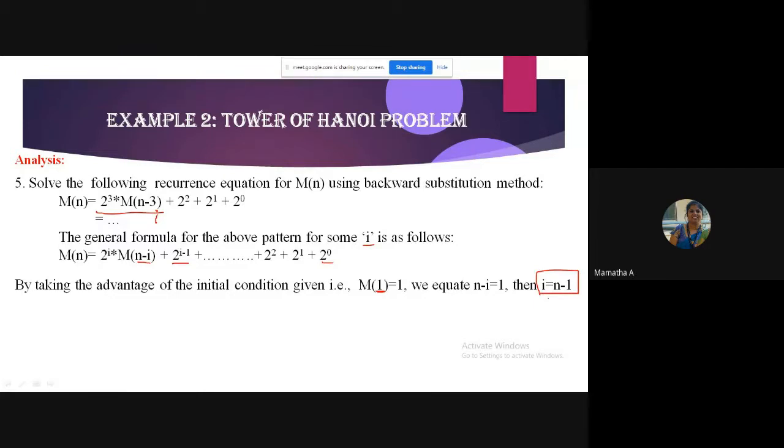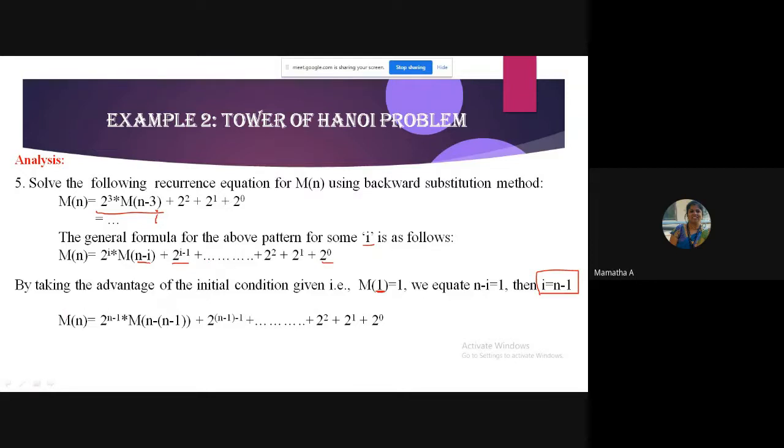Right? What should I do next now? After getting the value of i, what should I do? Substitute. Yes, I will just substitute here. You have to write a statement here: substitute in the above equation.